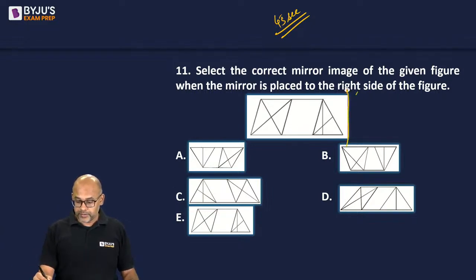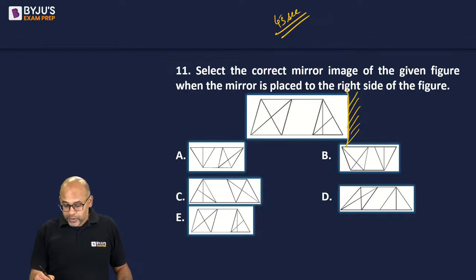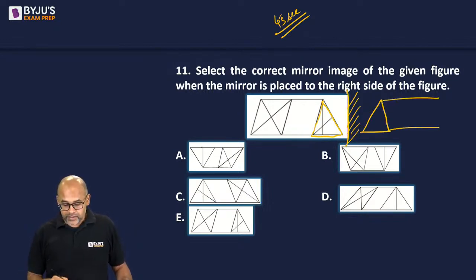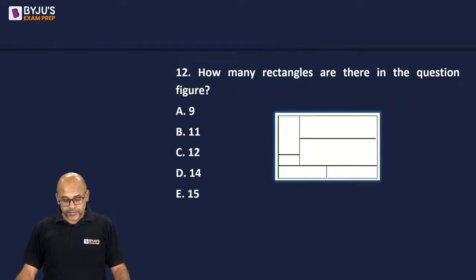So this is the mirror. So just by drawing this mirror image, that itself should give you the answer. Should have a triangle. Then you should have two lines like this. So this is wrong, this is wrong, this is wrong, and this is wrong. Straight away the answer is C. Very, very simple question. Okay?